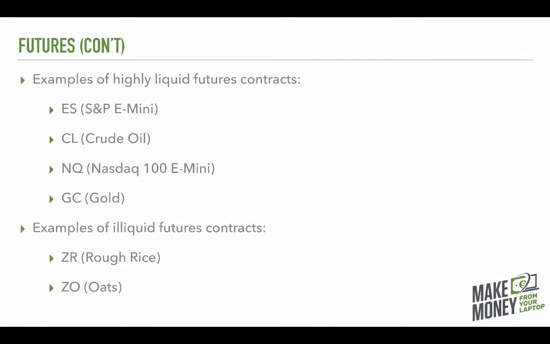Some examples of really high and very liquid futures contracts, meaning there's a lot of exchange and a lot of activity taking place out there, would be the ES, which is the S&P E-minis. You've got crude oil, NASDAQ, the NQ, NASDAQ 100 E-minis, and gold. Those are very liquid markets. Some examples of illiquid markets would be rough rice and oats. At the top half of this, you've got hundreds of thousands or even millions of contracts being traded on a daily basis. On the rough rice and the oats, you've got hundreds of contracts, maybe thousands of contracts. So there's a huge disparity.